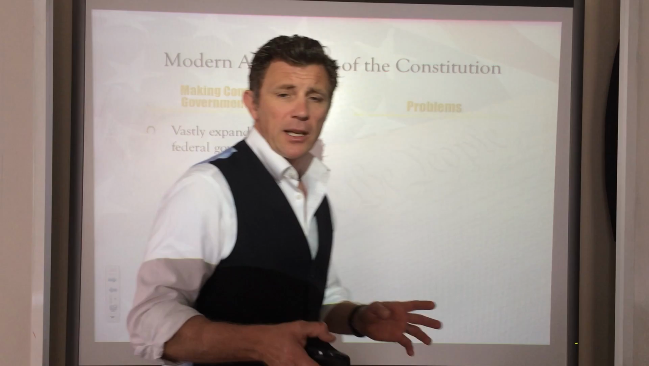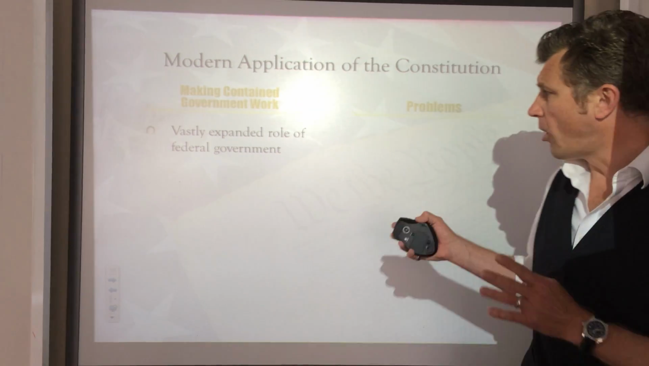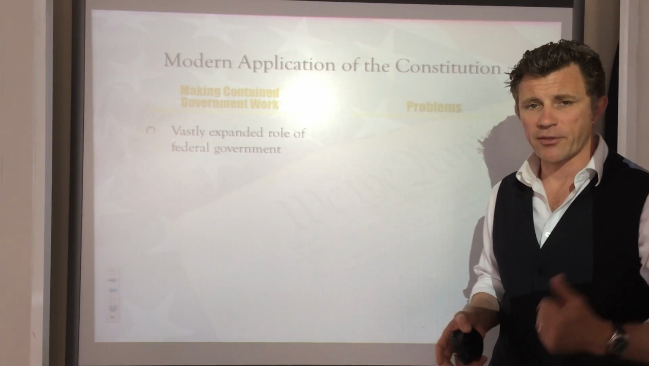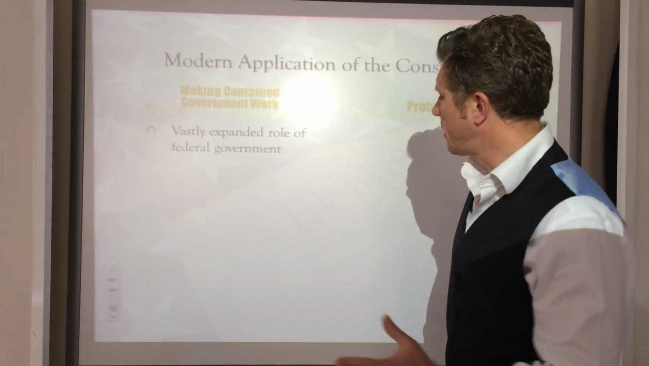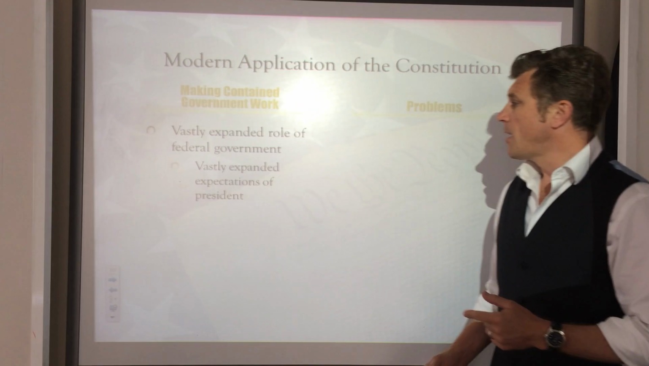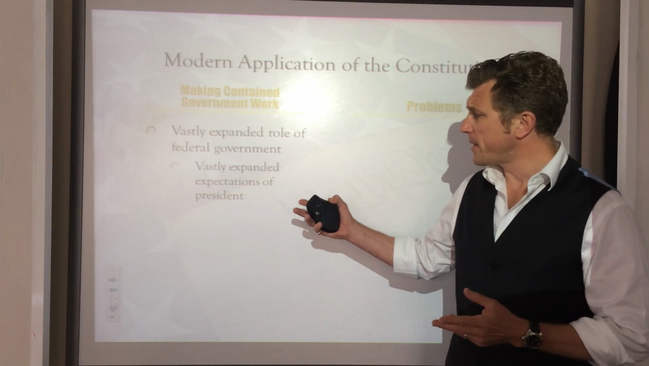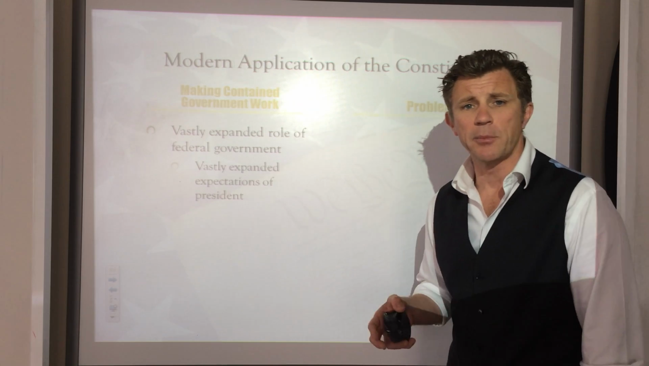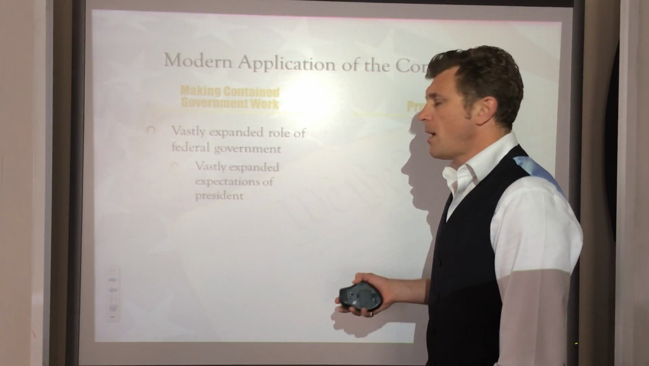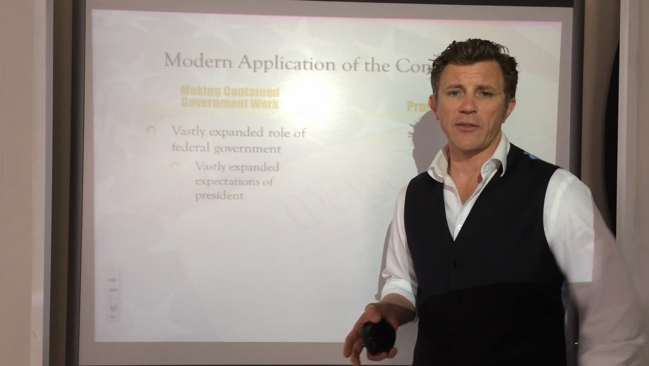So, as I said earlier, we've got a vastly expanded role of the federal government, largely because of our three types of crises, those being war, financial Armageddon, and civil rights. We've got vastly expanded expectations, in particular of the president. The president has to promise the sun, the moon and the stars to win his election, but then when he gets into office, he can't even order a pizza.